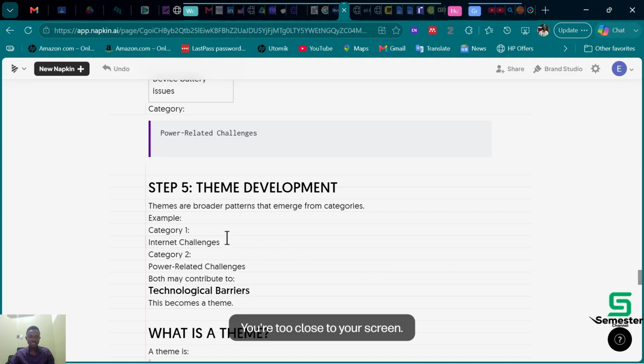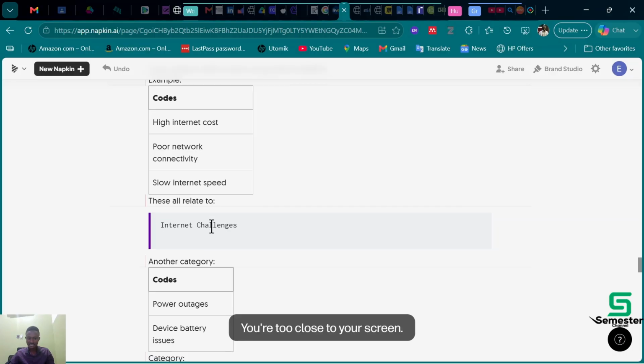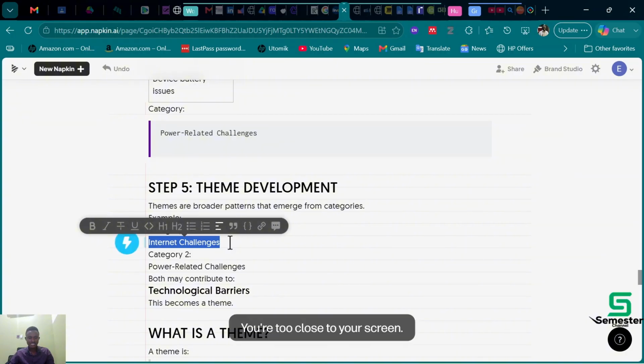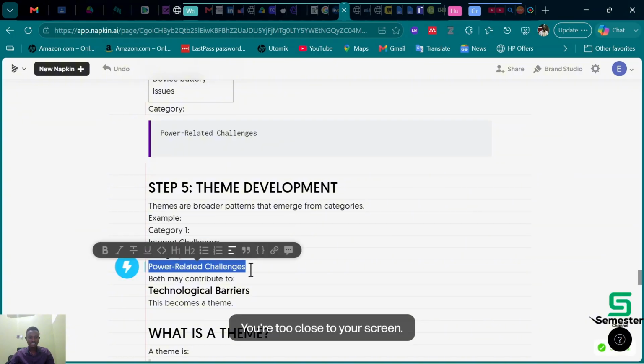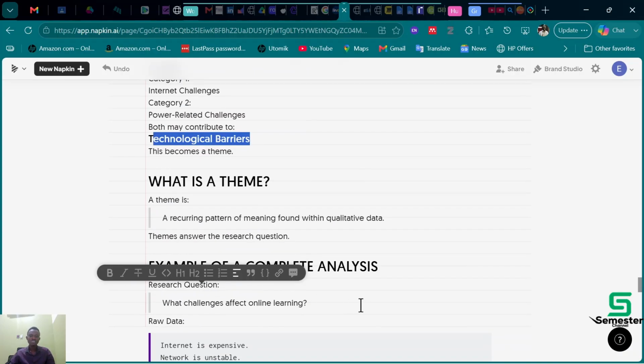So category 1 here, we are saying it is internet challenge. Category 2, power related challenge. So internet challenges and power related challenges both contribute towards a technological barrier. It is technology issues, and so we have a common theme, which is what? Technological barrier. So now the theme is technological barrier, and you could see that probably 20 participants were all pointing towards technological barrier.